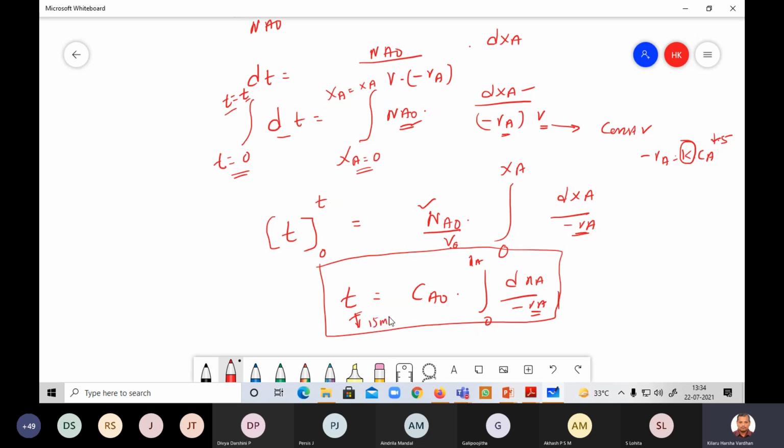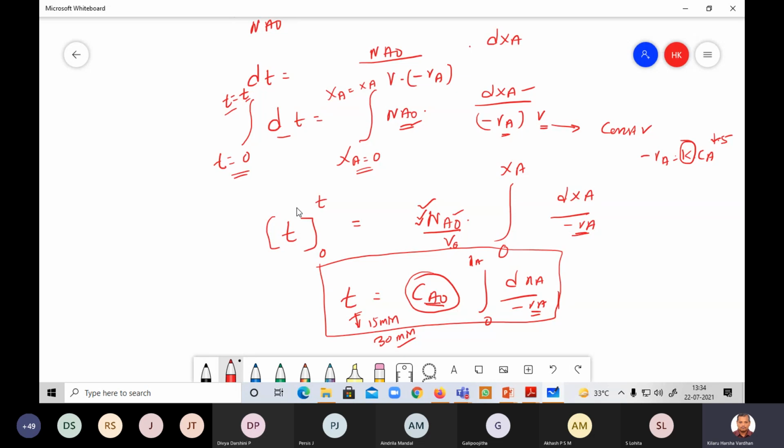After 15 minutes, what will be the conversion? After 30 minutes, what will be the conversion? Knowing your initial concentration, either you can keep it in terms of this or Na naught. If it is given in terms of moles, then also you can use this equation. Yeah, this is the derivation.